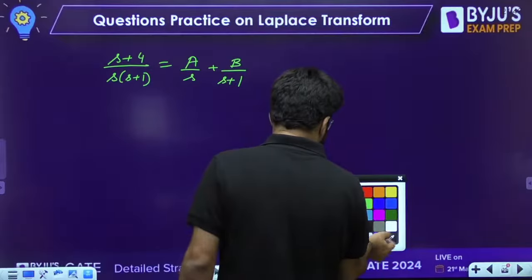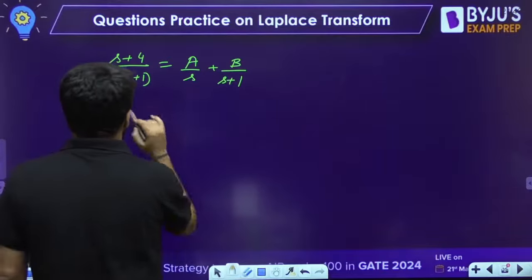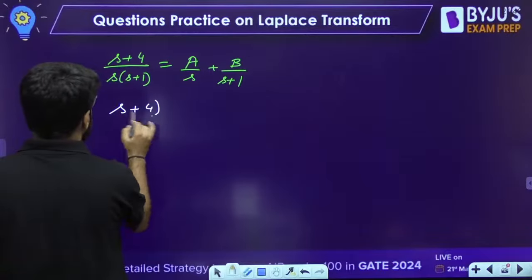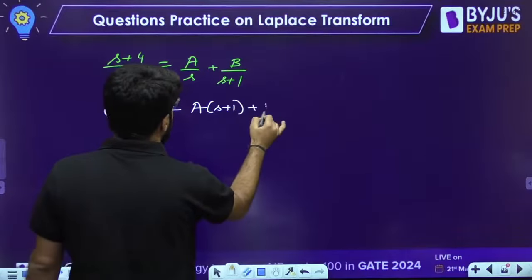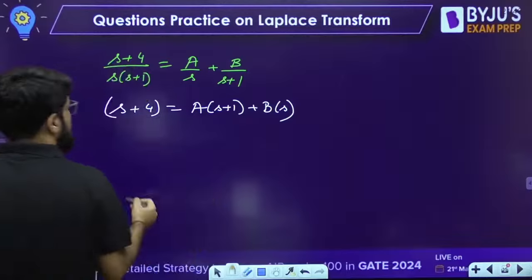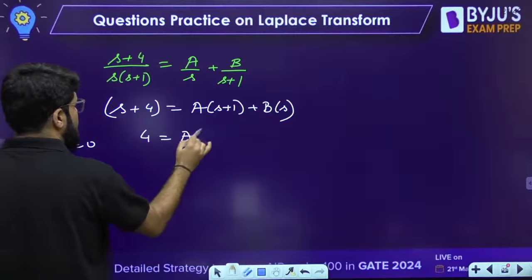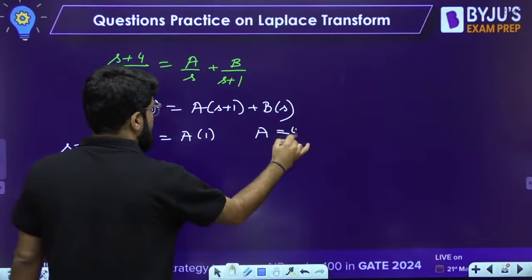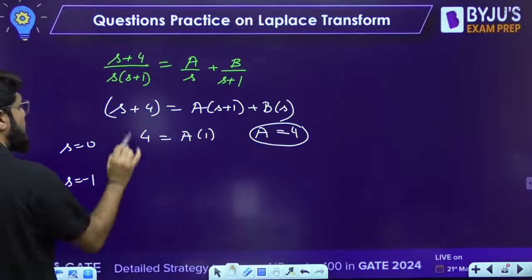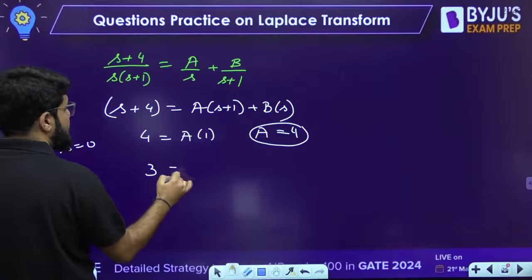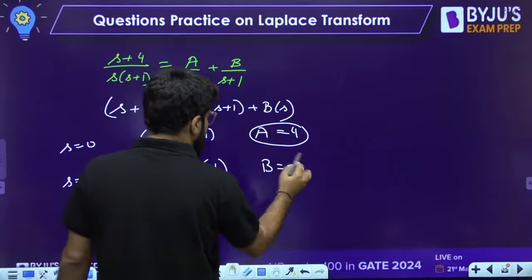So what I am going to do now is multiply throughout by s(s plus 1). So s plus 4 will be equal to A(s plus 1) plus Bs. To calculate the value of A, I will put s equal to 0. So 4 is equal to A into 1. So the value of A is 4. To calculate the value of B, I will put s plus 1 equal to 0, that is s equal to minus 1. Putting minus 1, I get 3, and I am left with B into minus 1. So B is equal to minus 3.